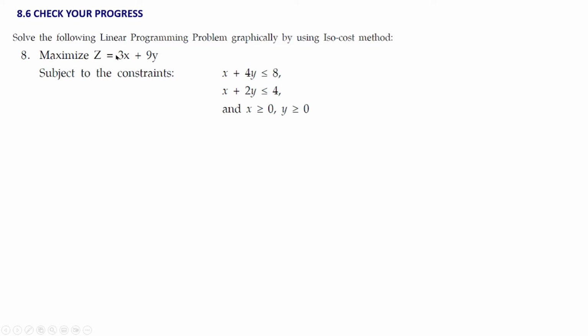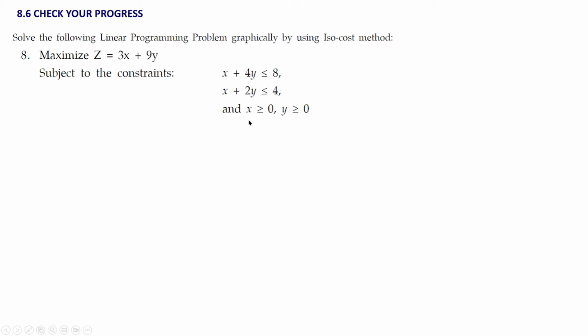We have to solve this using isocost or isoprofit method. Maximize z is equal to 3x plus 9y subject to the constraints x plus 4y less than or equal to 8, x plus 2y less than or equal to 4 and x and y greater than or equal to 0. So here the first step is we have to formulate the given LPP. This is already formulated. The second step is we have to find the feasible region, that is the region which satisfies all these constraints, and then we have to mark the corner points.